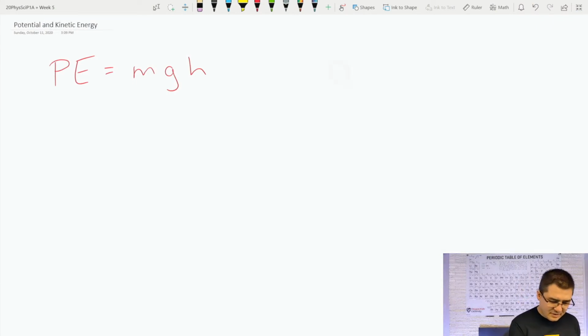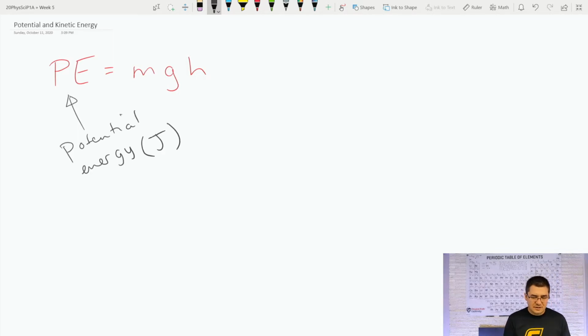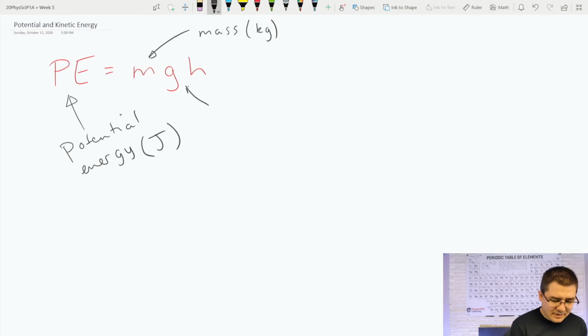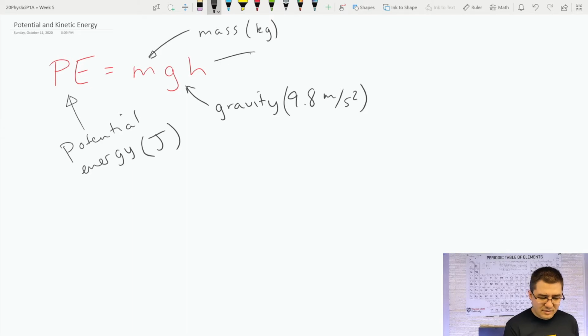Potential energy, right? We're going to say PE. It's measured in the units of joules, and joules is our energy unit. That's equal to the mass of the object in kilograms times the gravitational acceleration, which is 9.8 meters per second squared on Earth, and then the height of the object, and that needs to be measured in meters.